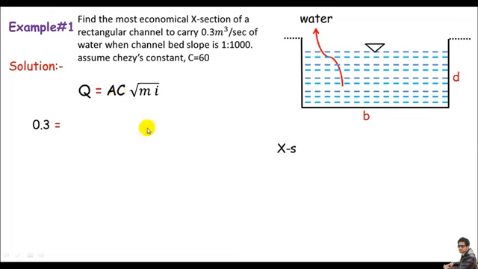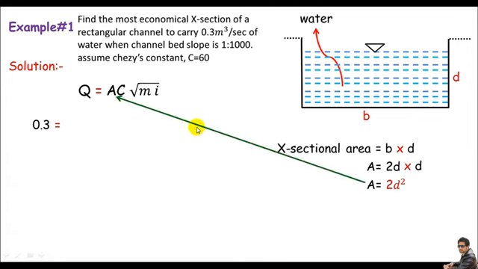0.3 equals the gross cross-sectional area. Remember, the gross cross-sectional area will be B times the depth, because this is a rectangular channel. Remember, for the most economical section, the breadth must be equal to 2 times its depth. So A equals 2 times D times D, or shortly, the gross cross-sectional area equals 2 D square. Now I can put the gross cross-sectional area in Chezy's formula. So 0.3 equals 2 D square.